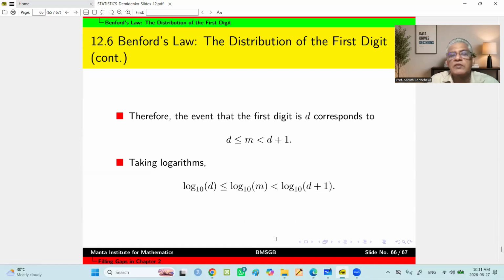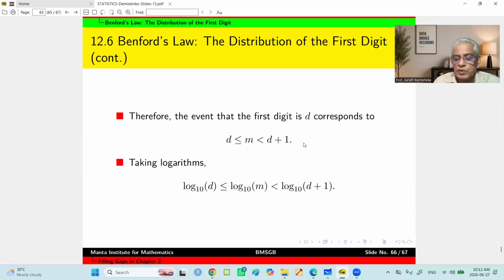Therefore, the event that the first digit is d can be written as: the first digit is d if m is between d and d plus 1, where m is greater than or equal to d and less than d plus 1. Then the first significant digit will be equal to d, as we saw in the previous examples. So the probability that the first digit, capital D, is equal to simple d can be obtained by looking at the probability of this event.